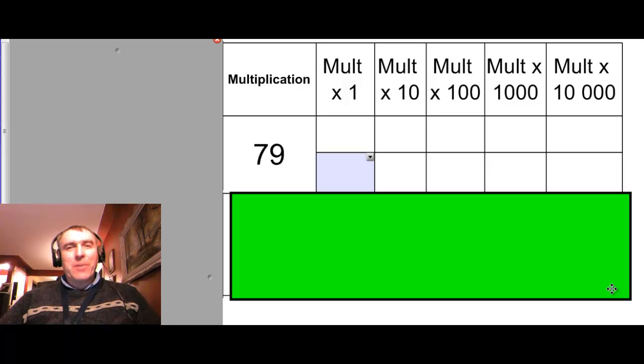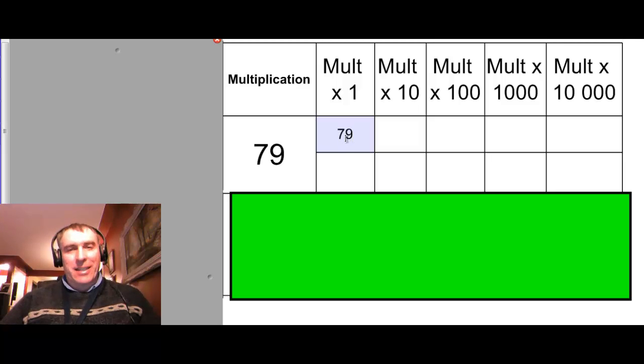Hey grade 6s, I want to talk to you about multiplying and dividing numbers by 10, hundreds, thousands, and even 10,000s, and show you how easy that is. So the first thing is I want us to fill in this chart. And if we start with the number 79 and we multiply it by 1, what are we going to get?